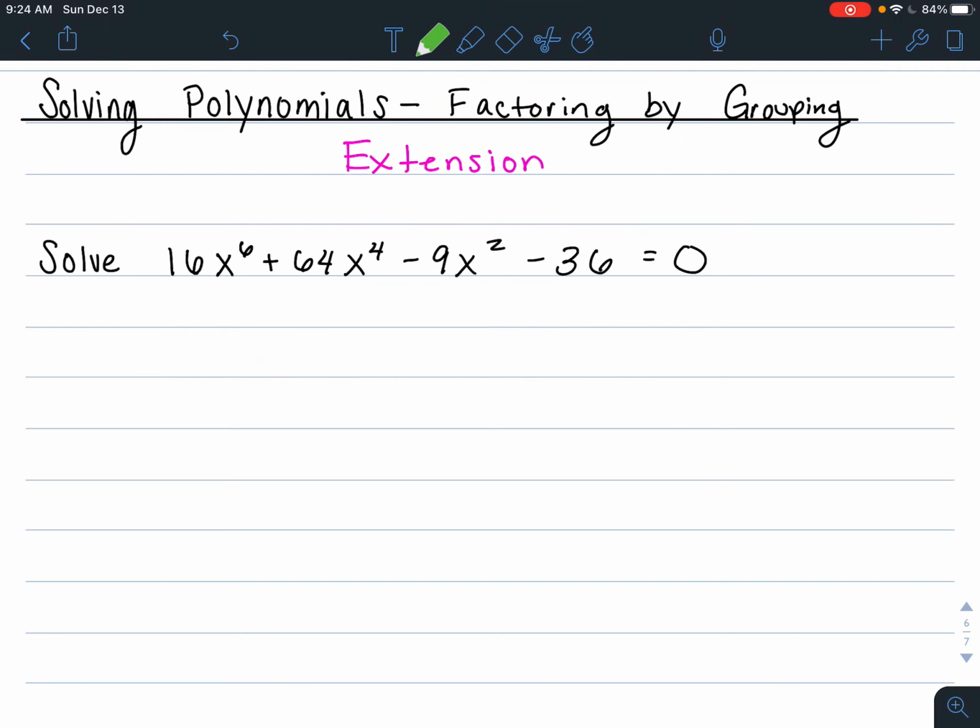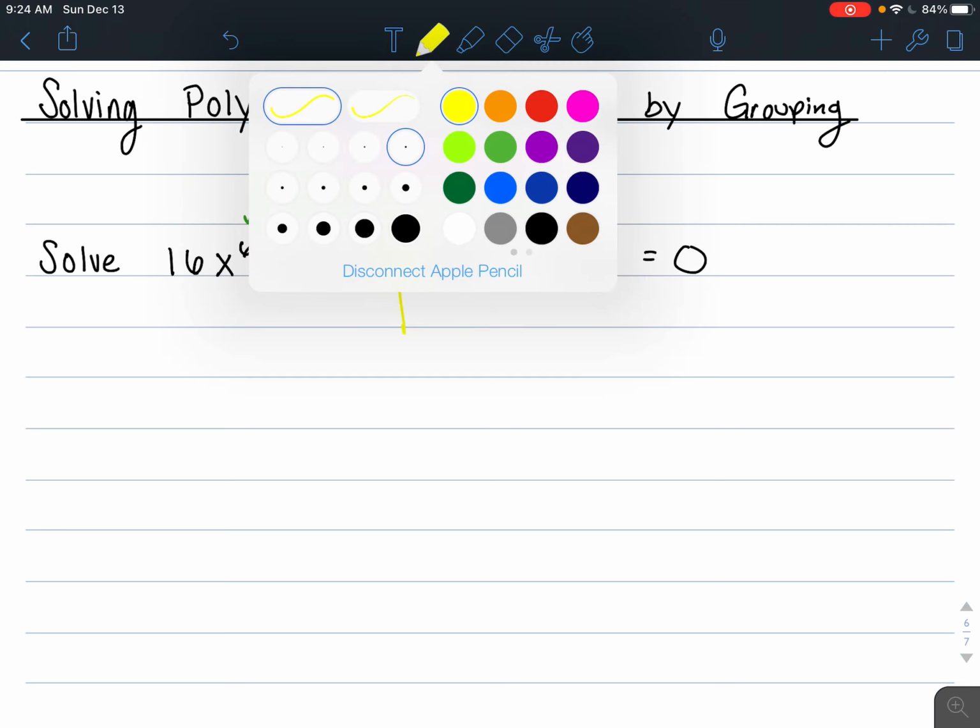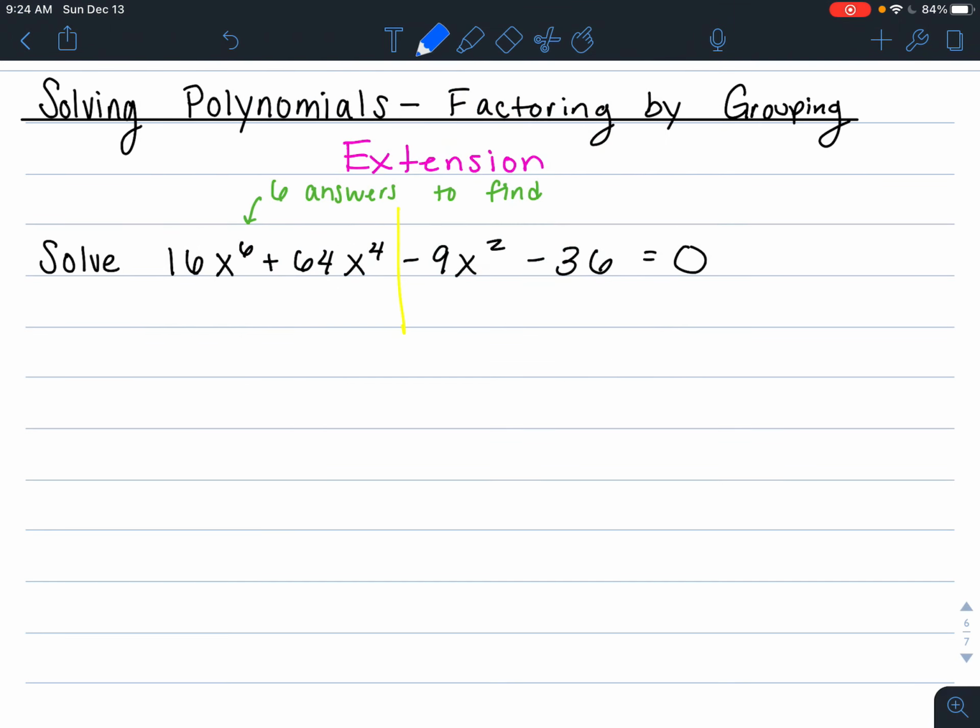So something else that we might want to look at is that we have a degree 6, right? We have a 6th degree polynomial, which means that we have 6 answers to find. So let's get started. Right, so factoring by grouping, the first thing I'm going to do, cut my equation in half and take out a GCF. So 16 and 64 are both divisible by 8. Actually, they're both divisible by 16.